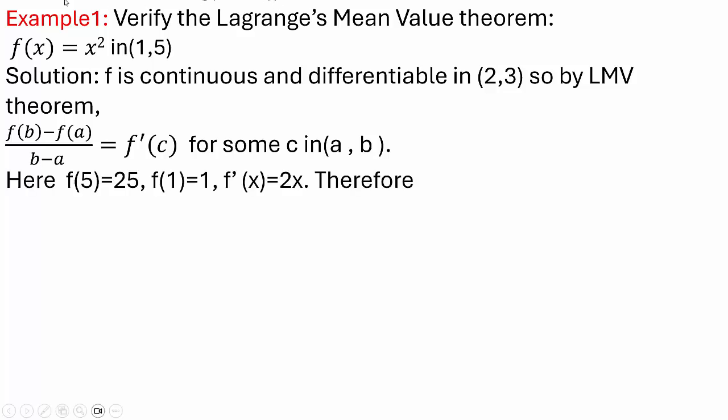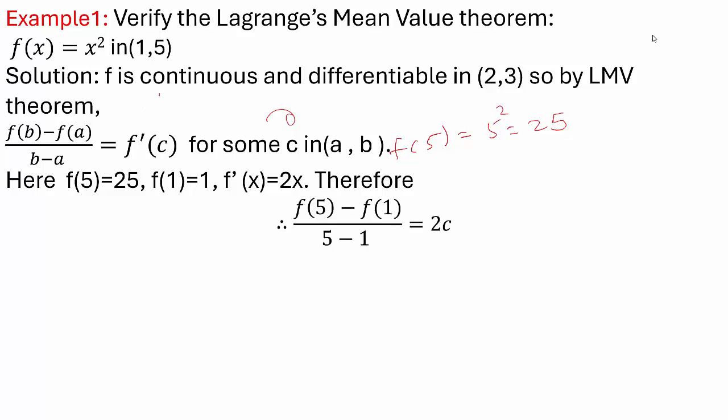Here, f of 5 is nothing but 5 squared, which equals 25. And f of 1 equals 1 squared, therefore it is 1. Therefore, f of 5 equals 25, f of 1 equals 1, and f dash x is nothing but the derivative of x squared, that is 2x.